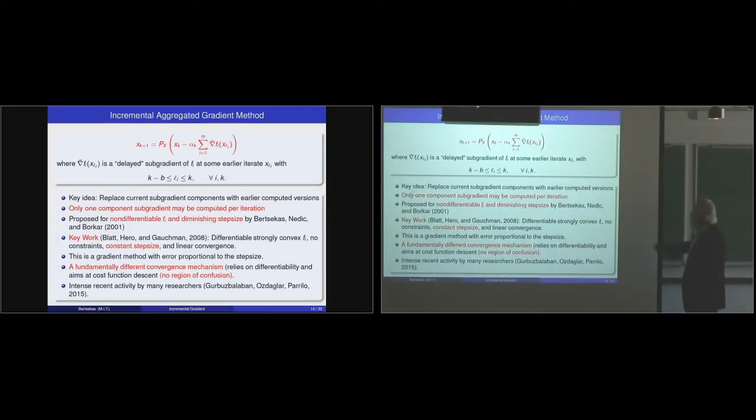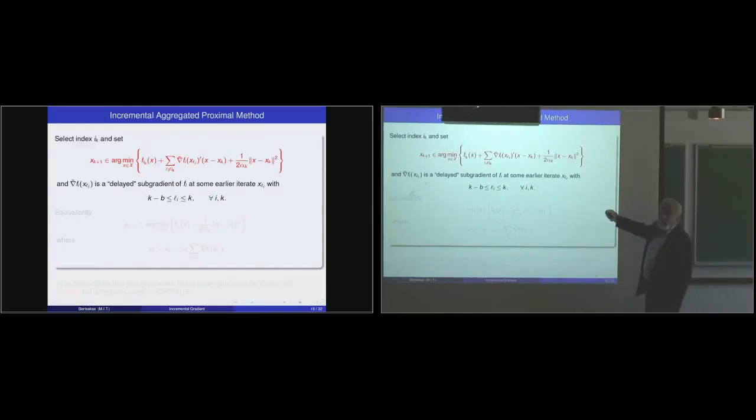Okay, now just as there is an aggregated version of the incremental gradient method, there's an aggregated version of the proximal method. And this works as follows. You pick one component at iteration k, you select this index, you pick this component, and you approximate the other components by linearization using the gradients that you have computed earlier. And you do this proximal minimization, and these are delayed subgradients, and you assume that the delays are bounded.